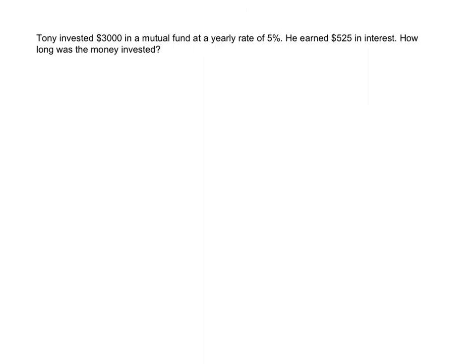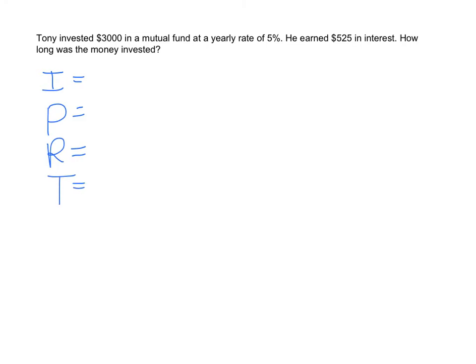Let's try another one. This one says Tony invested $3,000 in a mutual fund at a yearly rate of 5%. He earned $525 in interest. How long was the money invested? Again, start by identifying those four main parts.